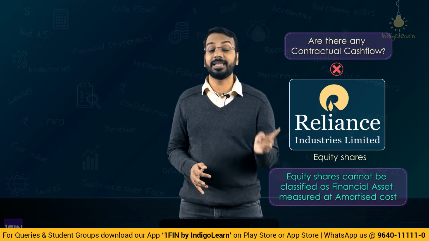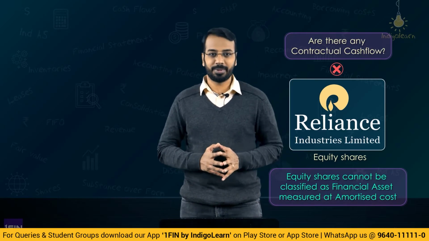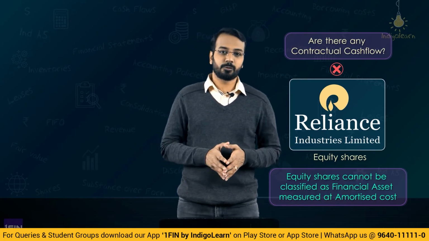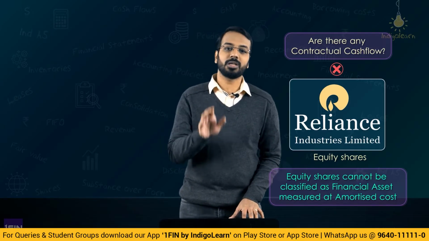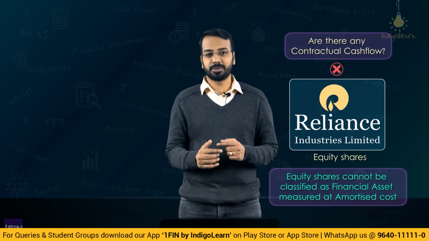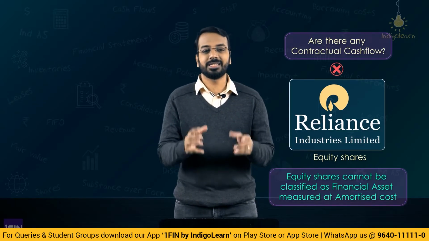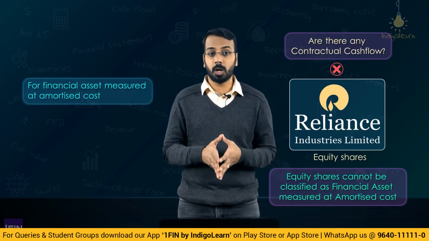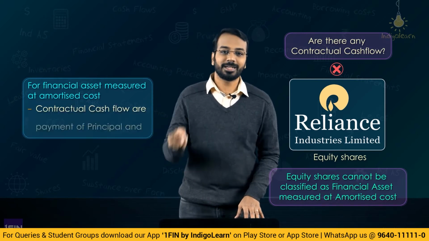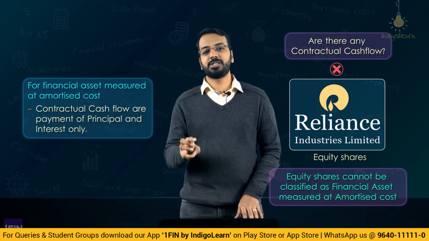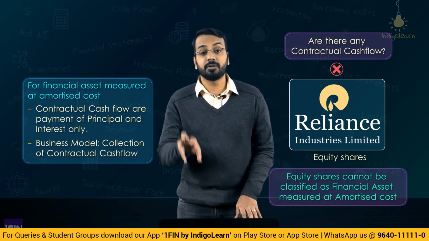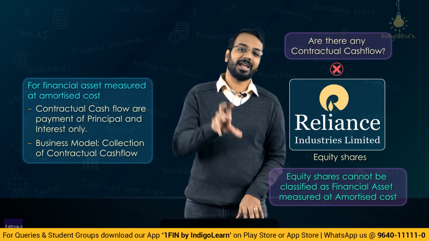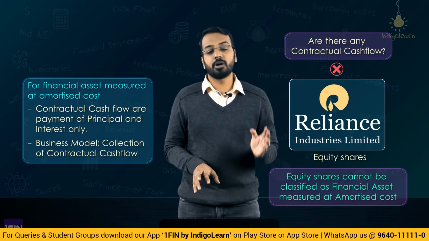You may receive dividend, but again that is not a contractual dividend which is being paid, right? So investments in equity instruments, when you hold them as financial assets, can never be measured using the amortized cost method. And once again, for the sake of repetition, whenever you have to check whether financial assets can be measured at amortized cost or not, you have to check whether the contractual cash flows are solely the payment of principal and interest, and the business model is to hold the financial asset with the objective of collecting only the contractual cash flows.